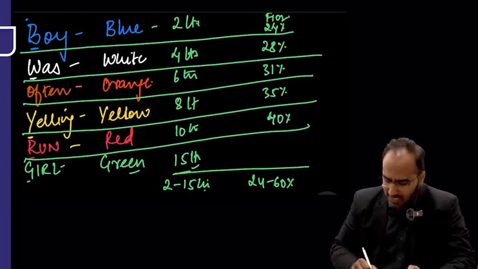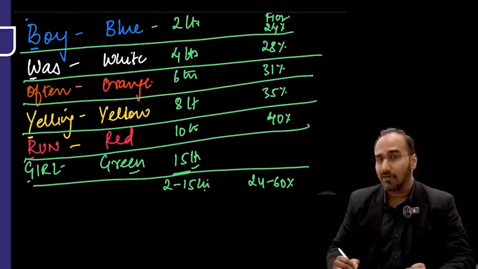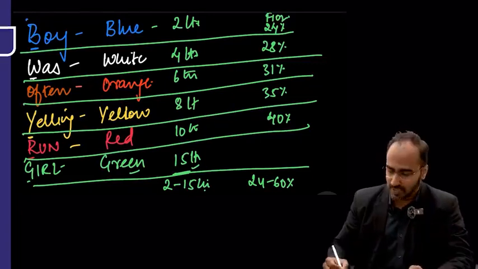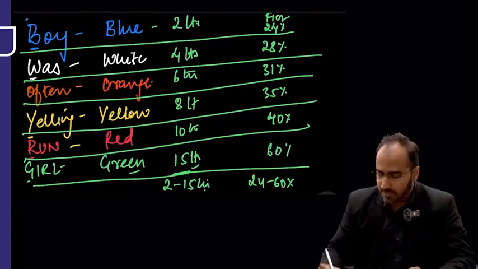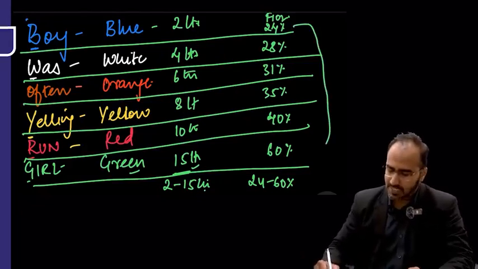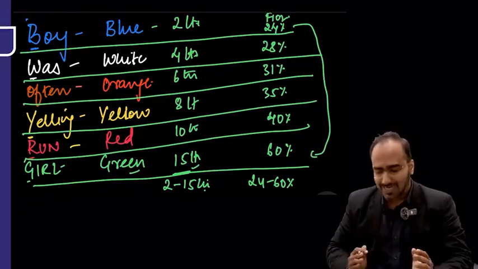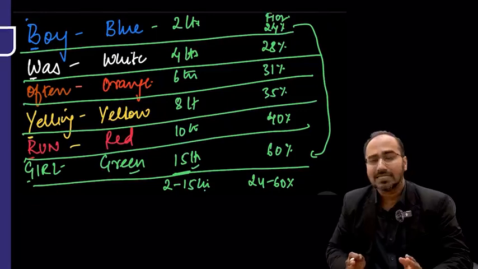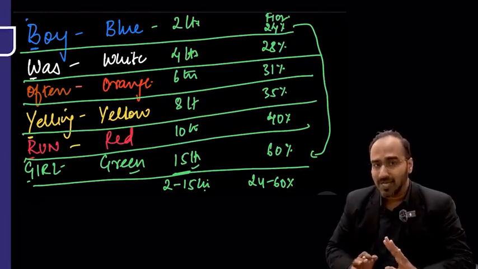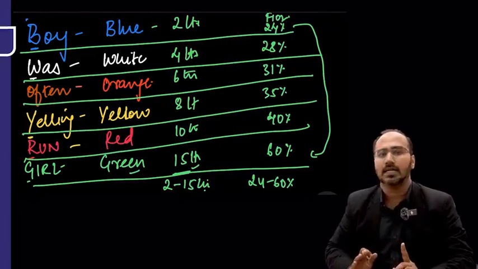40%. Whereas with green, how much of FiO2 you are achieving, guys? As you are delivering 15 liters, you are not delivering 12 or 13, you are delivering 15 liters. So 60% of FiO2 is achieved. So FiO2 that is being achieved through venturi is 24 to 60%. Okay, guys? So that is regarding the flow rate, and that is regarding the FiO2 that you achieve through the venturi. The mnemonic once again, guys: Boy was often yelling, run girl.